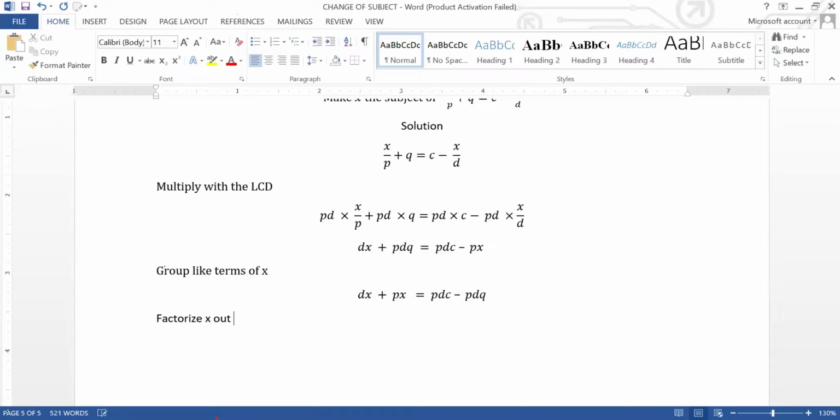Then you factorize x out. So factorize x out, right? So we have x bracket d plus p is equal to, we have to factor out certain things, PD into bracket c minus q. You want your equation to be really okay, right? That is it. Then, right, when we are done, we can divide.